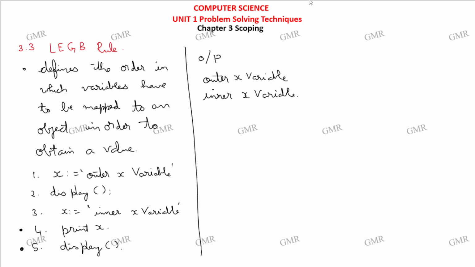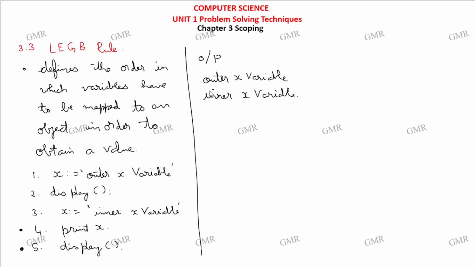So in this example, the x variable is the same. It doesn't change. But the value we are obtaining for x is changing because x resides in different scopes. See, here the x value is outer x variable, and here the x value is inner x variable. X is referenced outside the function definition, so its value is changing. When display gets executed, inner x variable is printed as the x value inside the function definition.